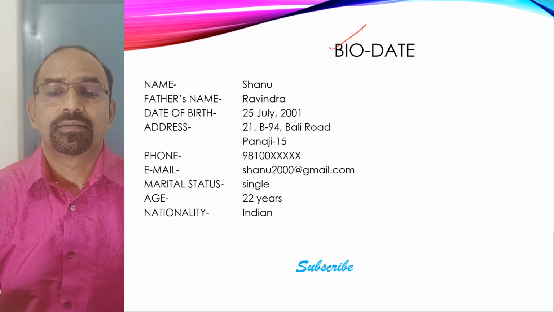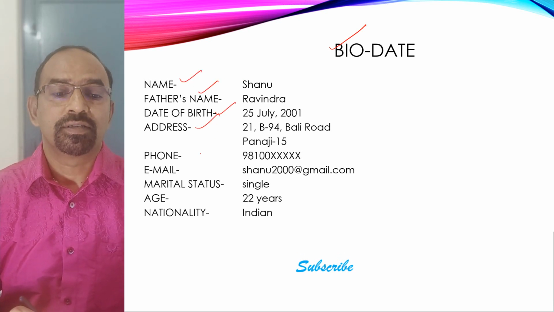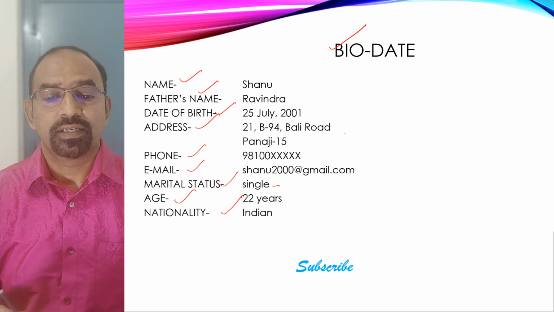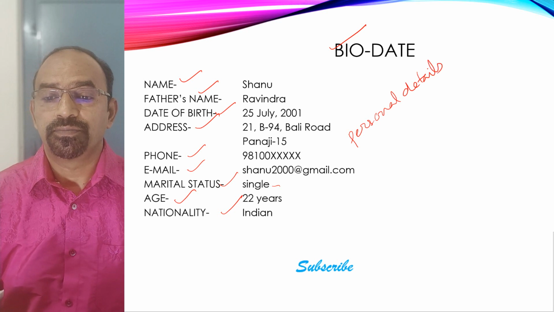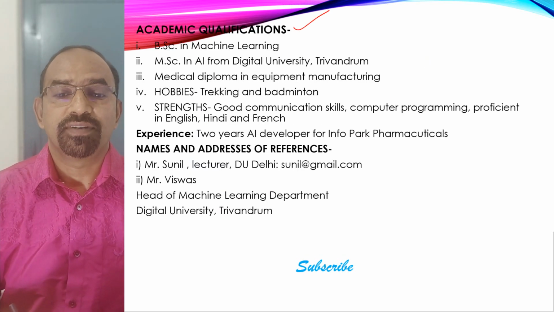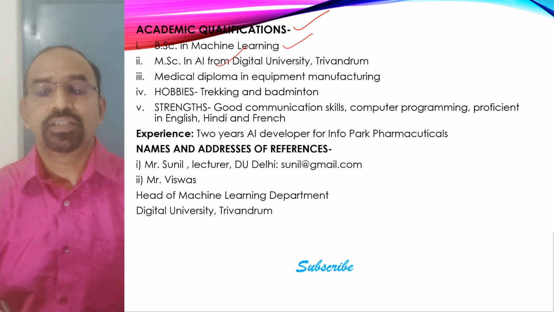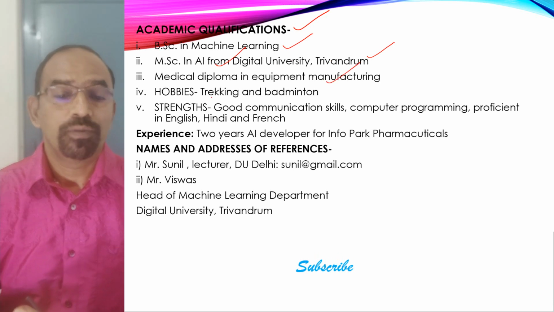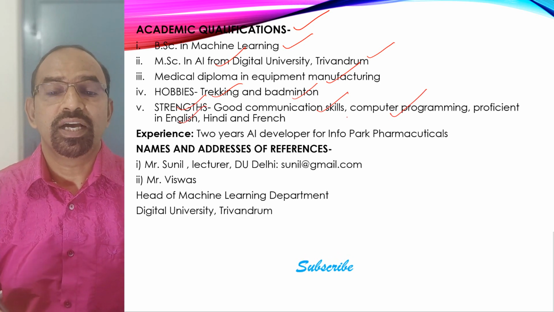Then biodata. These are the personal details: name, father's name, date of birth, address, then phone, email, marital status, single, then age, nationality. These are personal details of you. Now come to the next, academic qualifications. BSc in machine learning, MSc in AI from Digital University Trivandrum, medical diploma in equipment manufacturing, then hobbies, trekking and badminton, then strengths, good communication skills, computer programming, proficiency in English, Hindi and French.